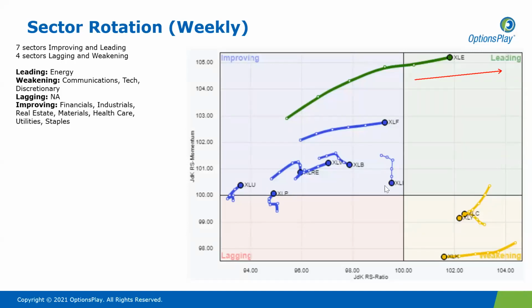Materials losing out on some momentum, and we have industrials, which has completely lost out on some momentum. It was looking like it was rotating into the leading category a few weeks ago, and now it has lost that momentum and is heading straight towards this lagging category.